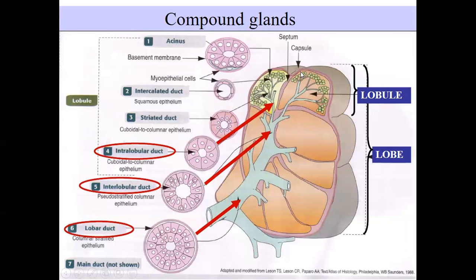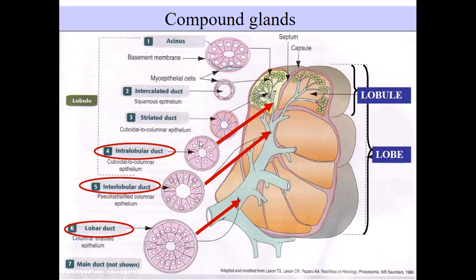So you can see here, this is the individual lobule. This is the connective tissue capsule. This is the lobe. This is the intralobular duct, the duct located inside the lobule. Then we have the interlobular duct located in between the lobules, and then we have the lobar duct, the bigger size.